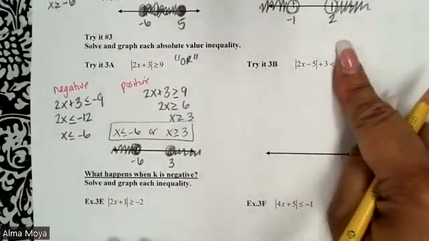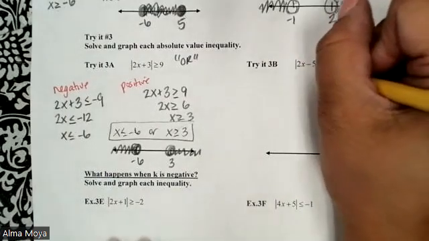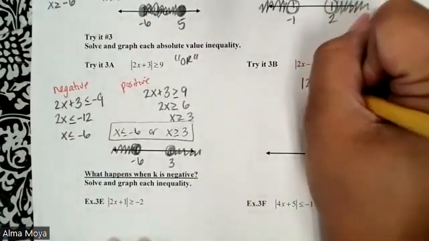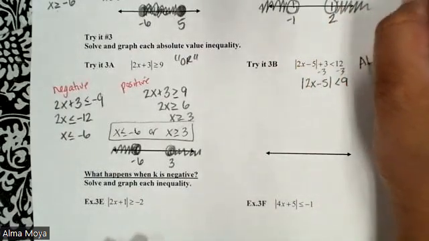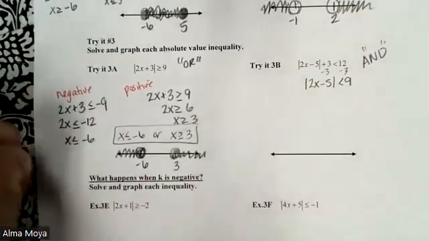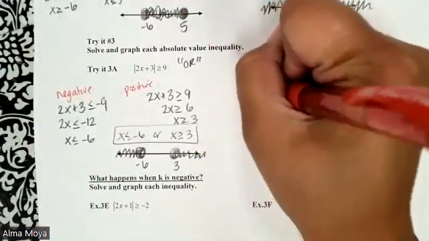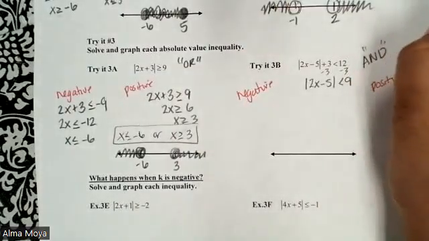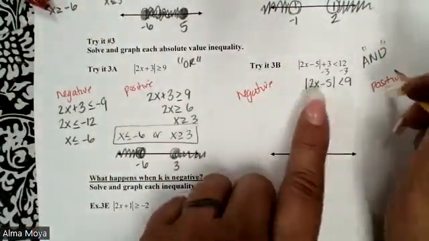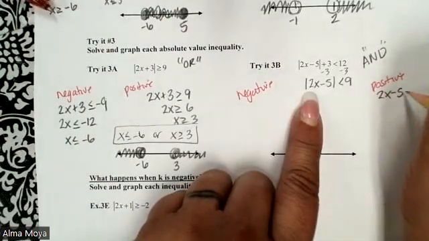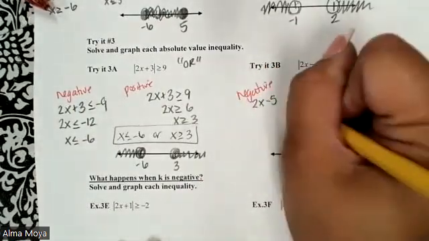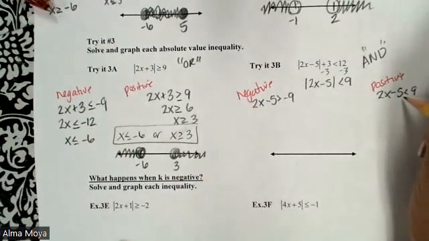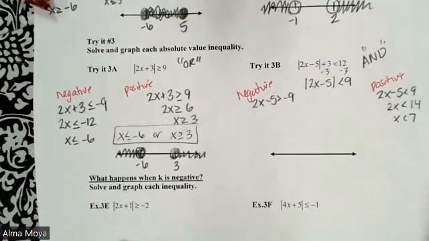Right here, I need to isolate the absolute value, so I'm going to subtract 3 from both sides. That is the less than symbol. That is the less than symbol. So when it's positive, it's going to stay the same. At negative, I need to change the inequality symbol and equal a -9. Here I'm going to add 5 to both sides. So that's going to be 14 divided by 2. So that's going to be a 7.